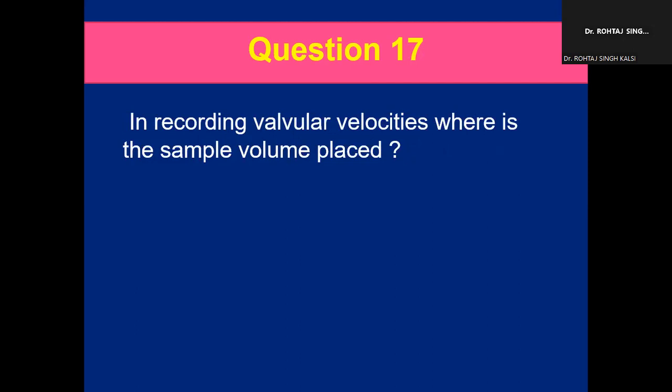Okay, sir. In the aortic valve, even then it is distal to the aortic valve leaflet. If you keep it below the aortic valve leaflets, it will be the LVOT, not the aortic valve. Okay, sir. Right? So remember this.